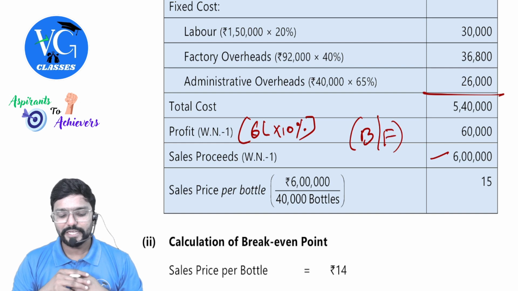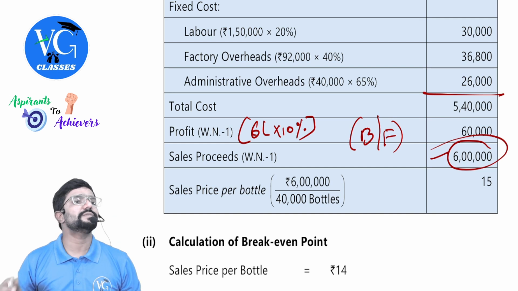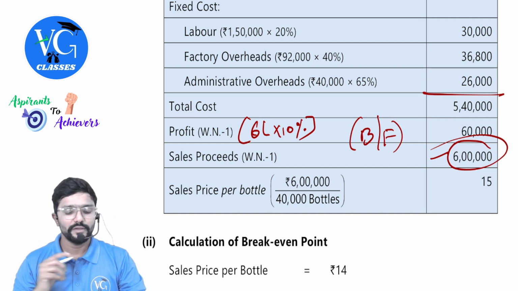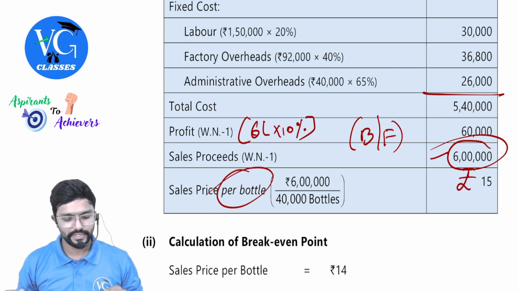Selling price per bottle, can I calculate? 6 lakh divided by how many units? 40,000 bottles. So per bottle how much, guys? 15 rupees.